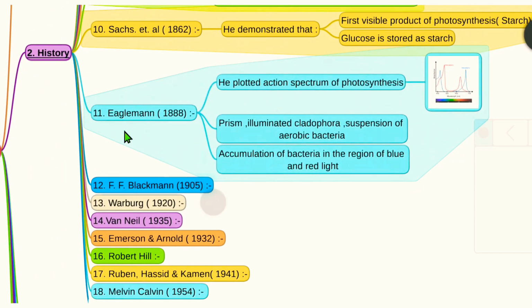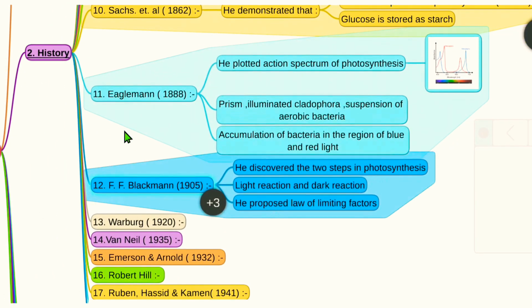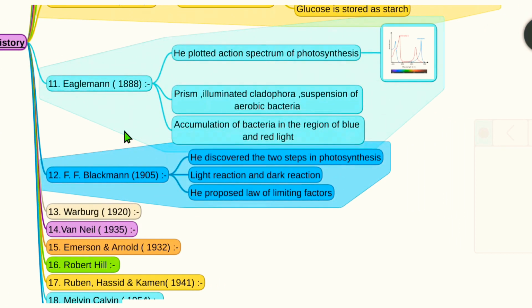We'll get to the next. F.F. Blackman in 1905. He discovered the two steps in photosynthesis, the light reaction and the dark reaction, and he proposed the law of limiting factor.